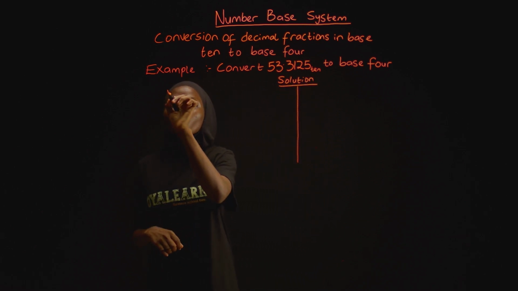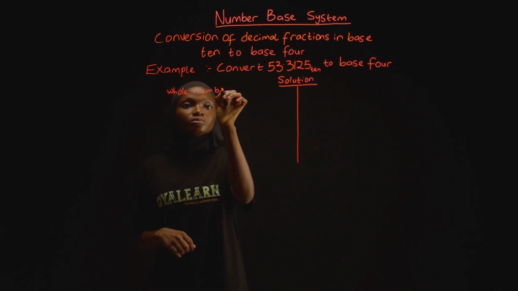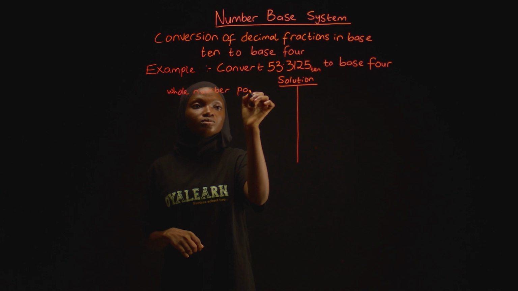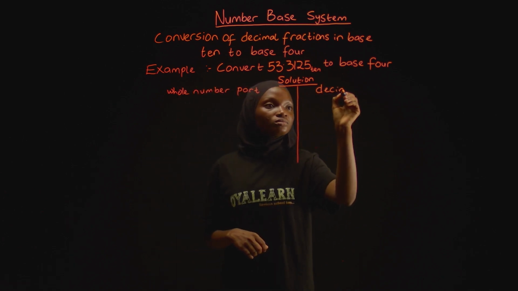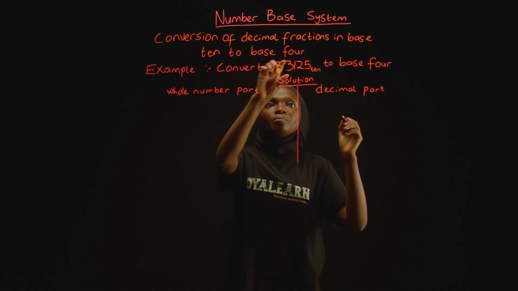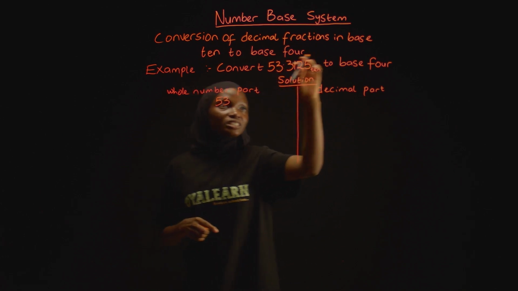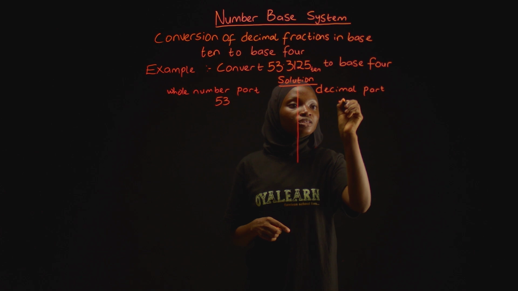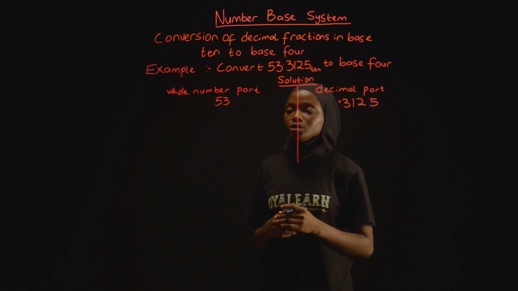So here, the whole number part, and here you have the decimal part. The whole number part for this decimal fraction is 53 and the decimal part is 0.3125. Now let's convert separately.